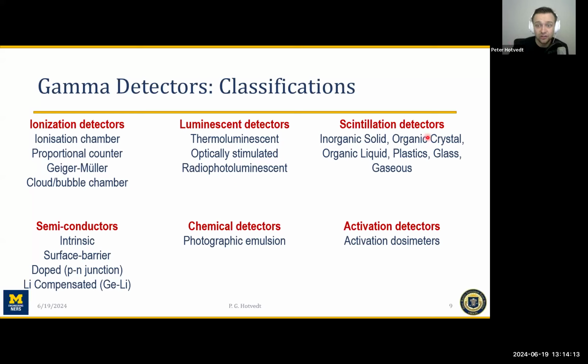We next have scintillation detectors. These are detectors that give off light when an ionizing radiation event is deposited inside of them. We'll talk about these a little bit as well. Then there's semiconductor detectors, which there's a lot of those as well. I work with semiconductor radiation detectors, so I'm happy to talk about these in a little bit of detail near the end of the talk. We have chemical detectors, which are photographic emulsion detectors. These are like film almost. Like if you took a photo on a piece of film, that's kind of what these are like. And then you have activation detectors, which are like dosimeters of sorts.